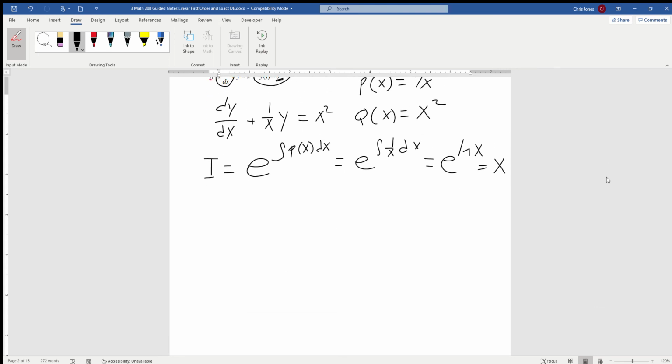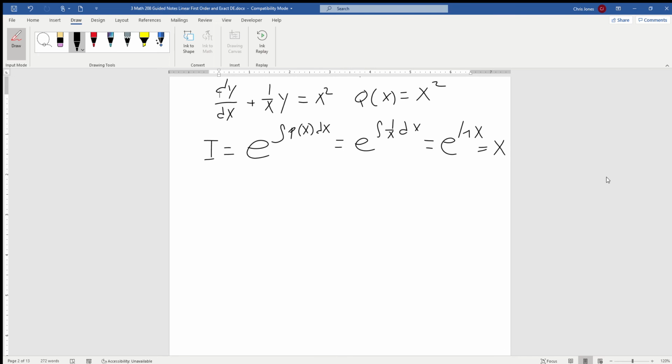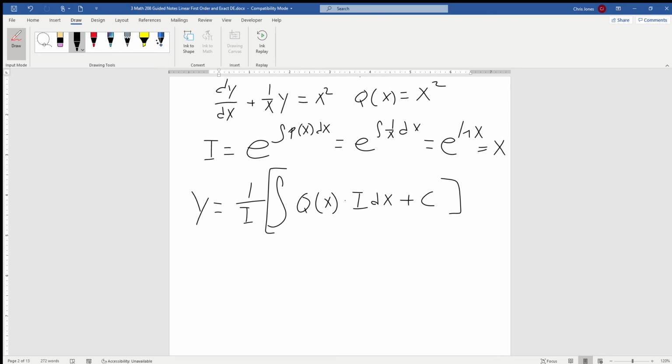All right, our formula, and I'm going to write it out just because it's the first time. y equals 1 over I times the integral of q of x times I dx plus c. We're going to substitute. y equals 1 over x, because I is equal to x, times the integral of q of x, so remember q of x is x squared, times I, which is x, dx plus c. And now it becomes really easy.